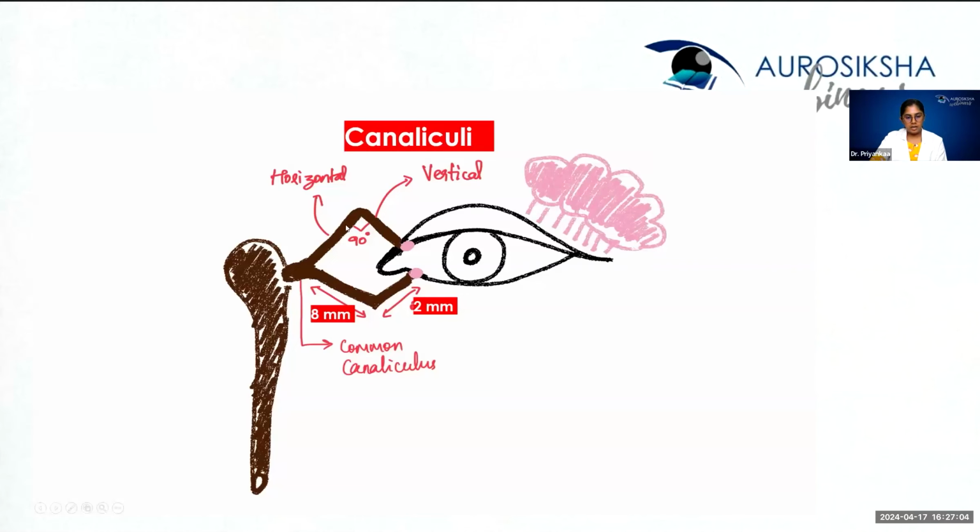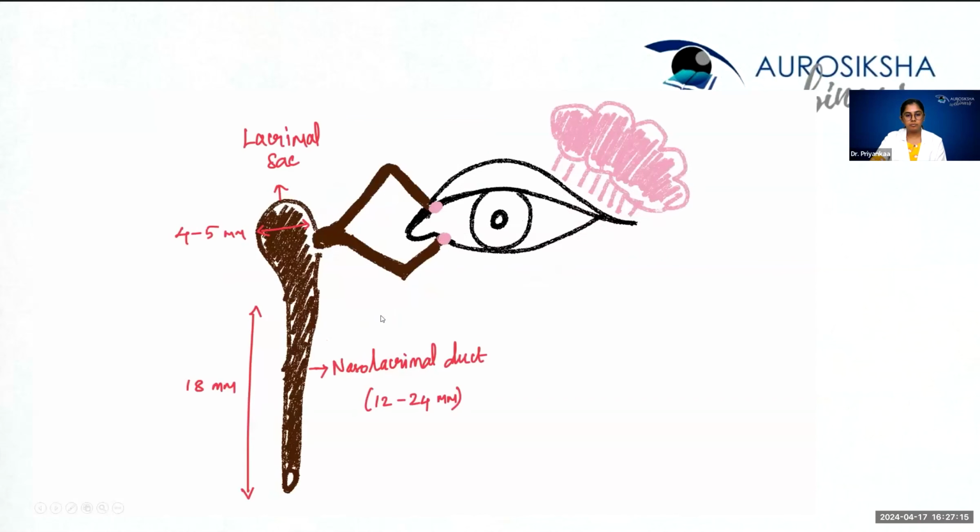We have to know this angle because while checking for the patency of the duct, when we pass the syringe, we have to keep in mind that there is a bend over here. After the formation of a common canaliculus, it drains into the lacrimal sac, which is about 4 to 5 mm wide and continues down into the nasolacrimal duct. The nasolacrimal duct approximately measures 18 millimeters, which can range from 12 to 24 millimeters.